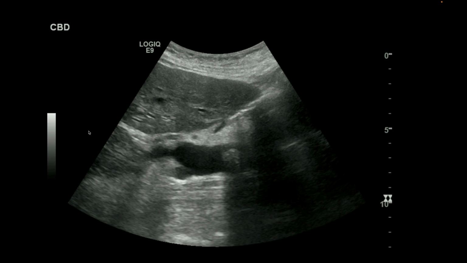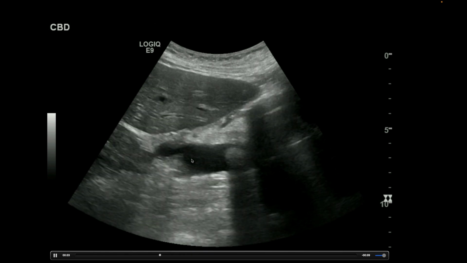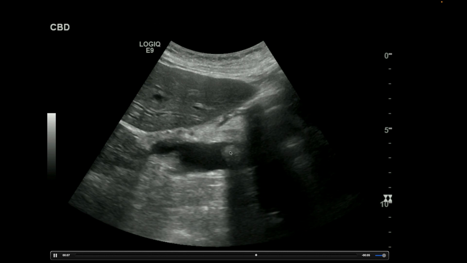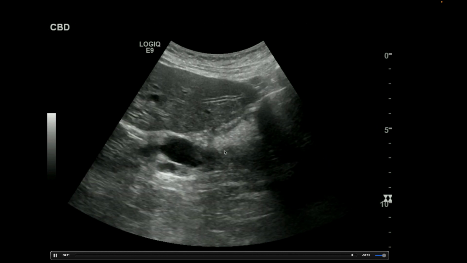Alright, so here's a couple of examples. This is a longitudinal look through the common bile duct, and this common bile duct is massive. It is probably around 2 centimeters in diameter, and we can see a nice hyperechoic stone with a shadow sitting just here at the distal end of the common bile duct.